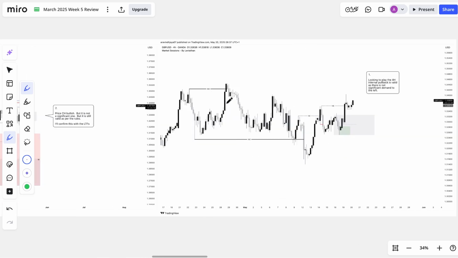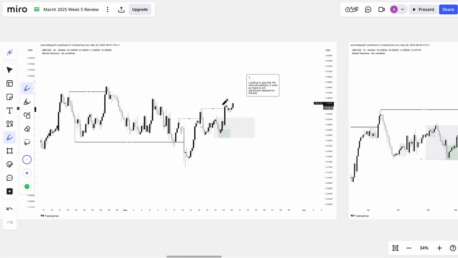Same from the 4-hour perspective, the 4-hour was internally bullish. So we are expecting to play the internal pullback of the 4-hour chart.